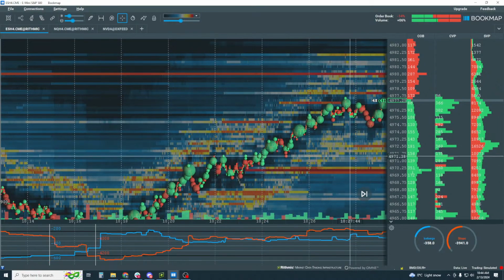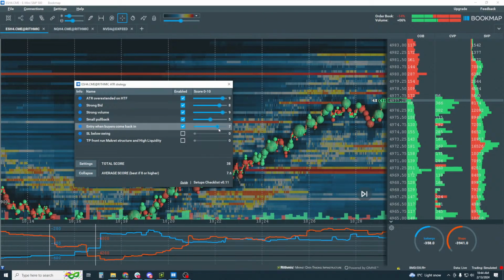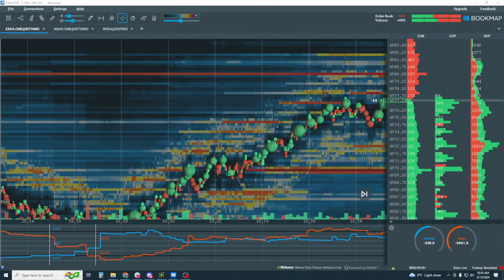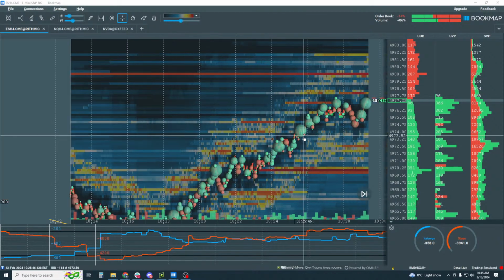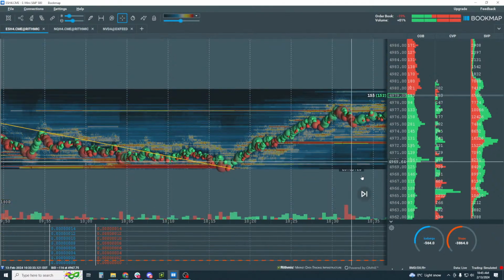We had a strong bid underneath it as well. Okay, so enter when buyers come back in. We did. So a good entry on that. Stop loss below the swing. Yep, and then take profit with the higher time frame and structure. Average came out to an 8 in here. Well, small pullback was also good, so 8.5 or so that justifies a trade. There you go. There's a trade strategy, and now we went through trade management.